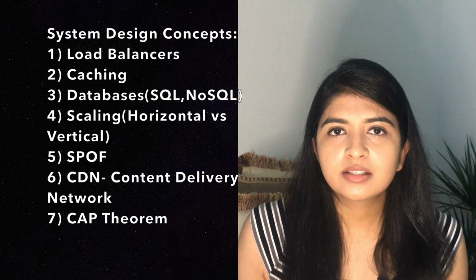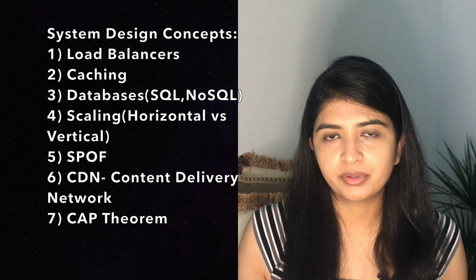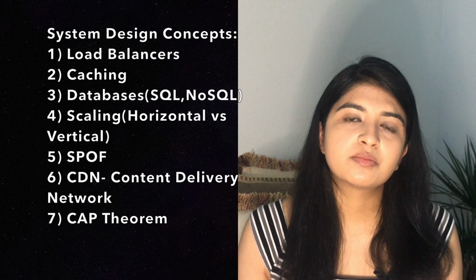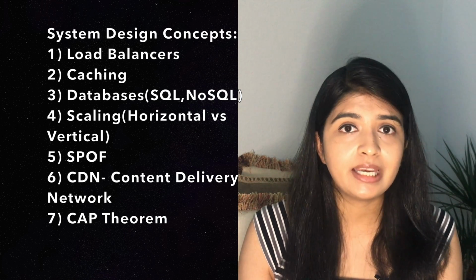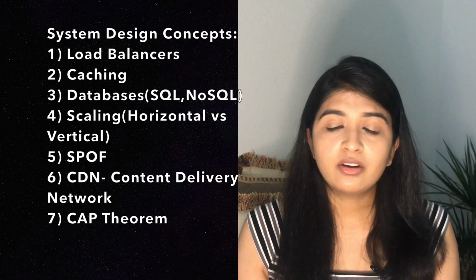In real-world system, you have to choose two of these three properties. In distributed systems, you will always have partition tolerance. So you have to choose between CP and AP systems, depending on your use case.